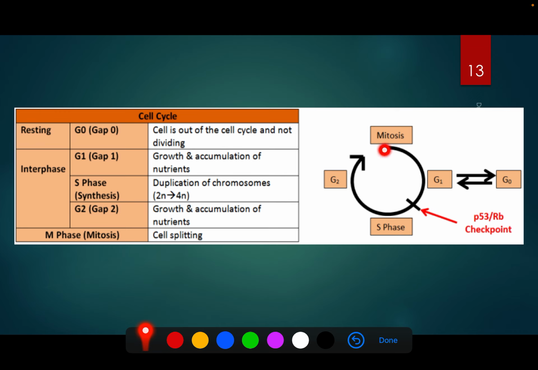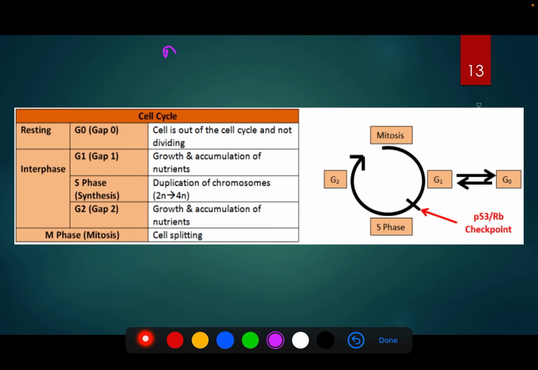We can see this cell cycle as going like this: mitosis, after that it enters the G1, after that it goes to S phase, after that G2 phase, again mitosis, again after it goes to the G1, and from the G1 some cells go to the G0 phase. G0 phase means resting phase, right? So let's discuss from here.